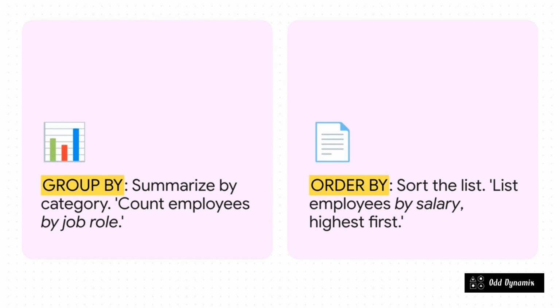There are two main commands for this. The first is group by. This is all about summarizing. It takes a bunch of individual rows and collapses them into neat little groups. So instead of looking at every employee, you can ask, hey, how many employees are there for each job role? It gives you the big picture. Then you have order by. That one's simpler. It doesn't summarize anything, it just sorts the list you get back. List the employees from the highest salary to the lowest.